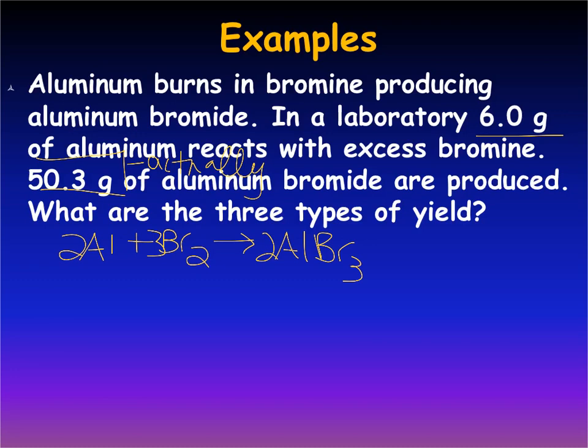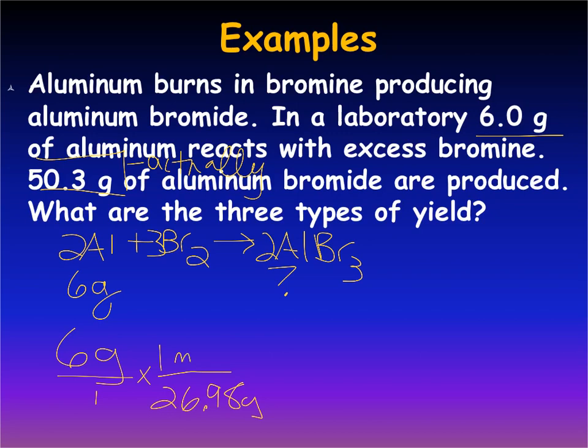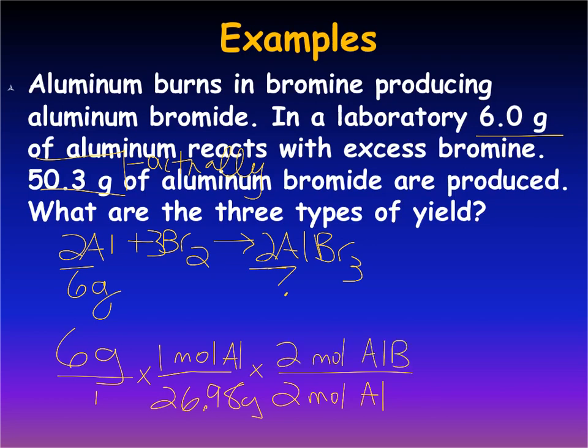So we got 6 grams of aluminum, and we need to find out how many grams of this we have. So this is a gram-gram problem. We got 6 grams of aluminum over 1. Take it to the mole, so we're going to put the molar mass of aluminum down here. And the next step is going to be our mole ratio. We have a 2-to-2 ratio here, so 2 moles of Al and 2 moles of AlBr3.